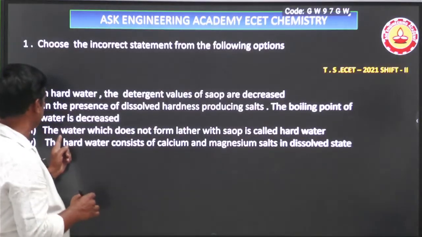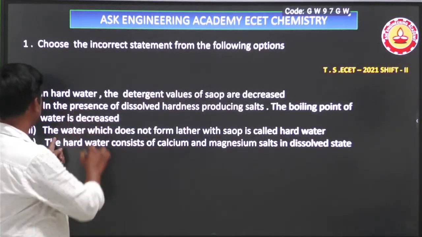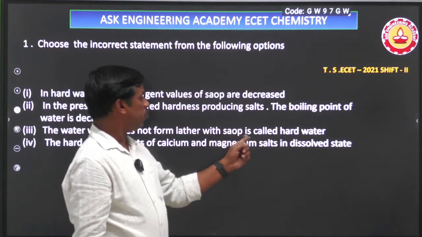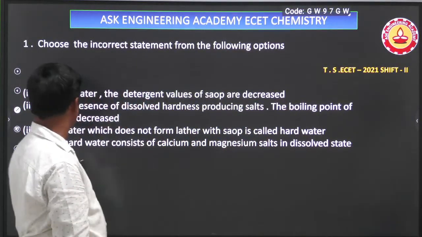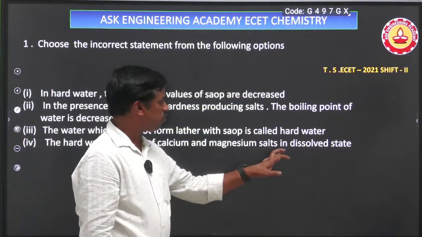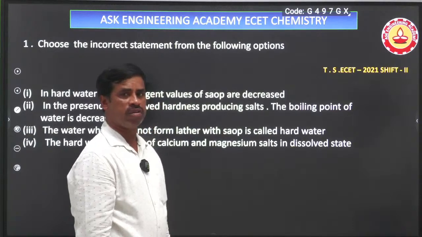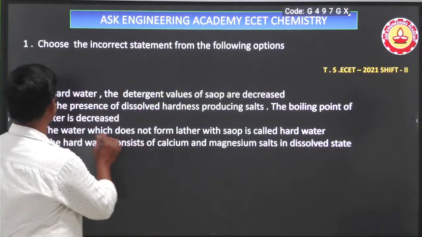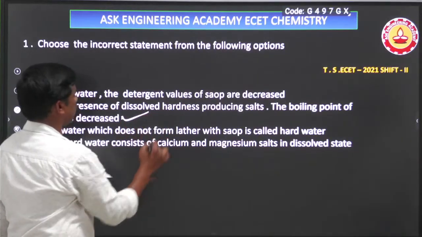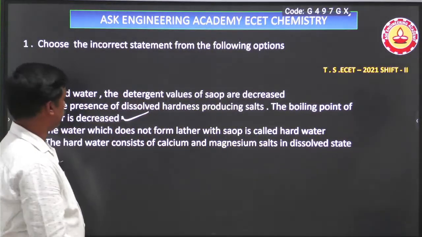And third also, you can say, the incorrect statement is only the second. The water which does not form lather with soap is called hard water only. Correct statement only. Hard water consists of calcium and magnesium salts in dissolved state. All right options only. The second option is the incorrect statement. They are asking for the incorrect statement.